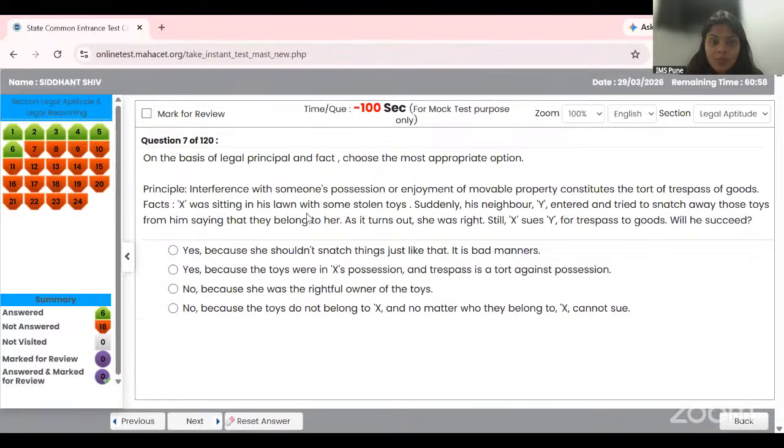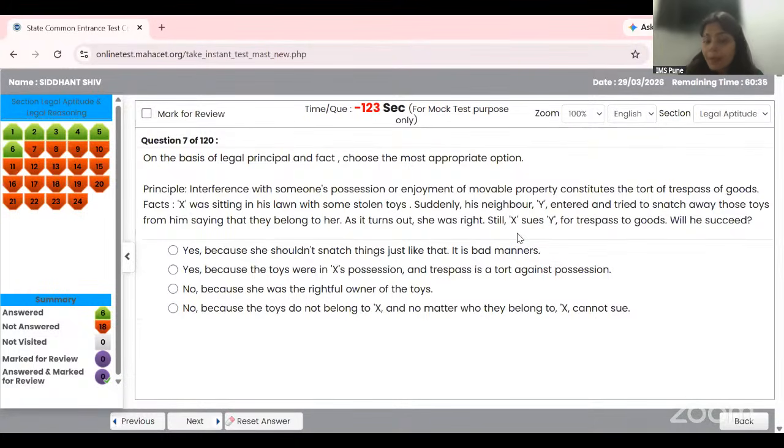Here, this person was sitting with some stolen toy, and the neighbor, who was the owner, came and tried to snatch away that toy. And the owner got sued for the tort of trespass. The question is, will he succeed or not? I'll give you an answer here. I'll give you a trick here.